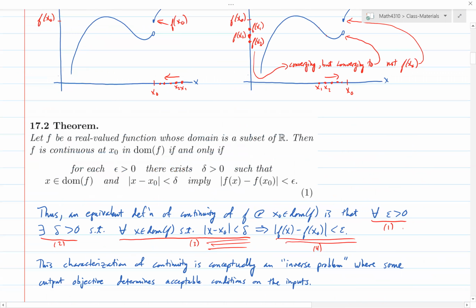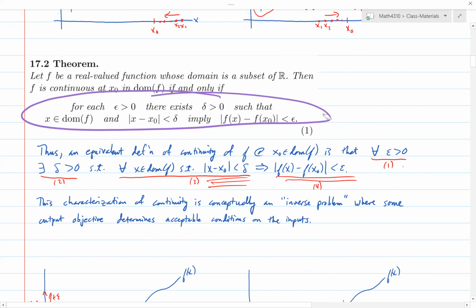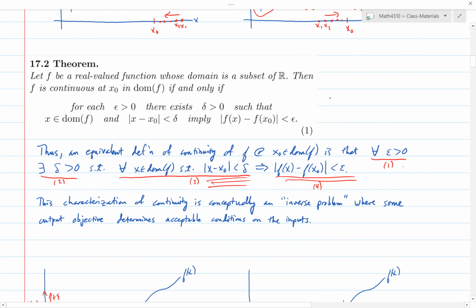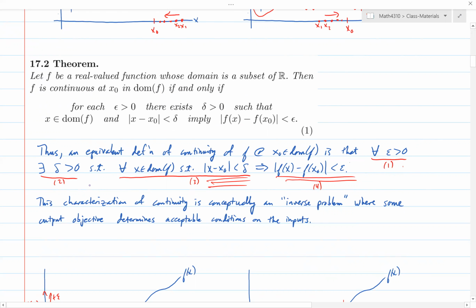We show in theorem 17.2, which I proved in class, and I'm not going to go over the proof in this video because it's rather detailed and you can find the proof in the text, that it's equivalent to the epsilon delta characterization of continuity that you might be more familiar with. For all epsilon greater than 0, there exists a delta greater than 0, such that for every point in the domain within a delta distance of x naught, the difference in the function values is within that epsilon distance of f of x naught. That's probably something you're more familiar with from calculus.